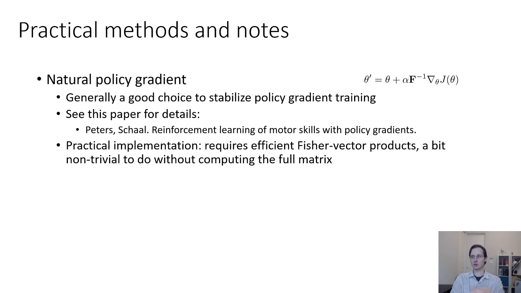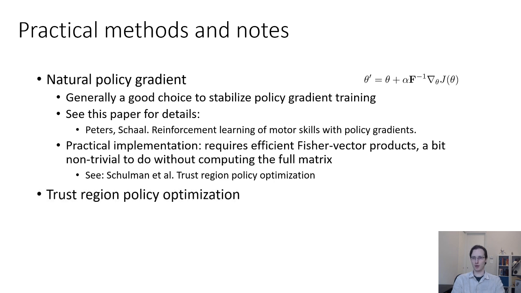Practical implementations require computing this product between F inverse and grad J, which is a little bit non-trivial to do without computing the full matrix. But if you want to implement this in practice, check out this paper called Trust Region Policy Optimization. There are a few tricks that are very useful. One trick is that you can solve for the step size alpha which respects a particular value of epsilon. So if instead of picking alpha, you want to pick epsilon, here's the formula.